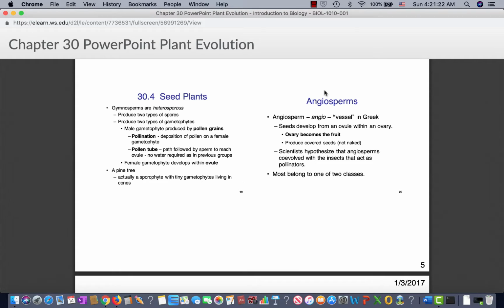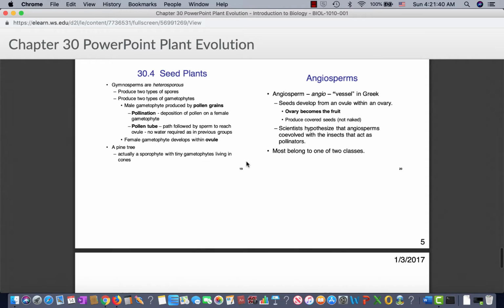Angiosperms, angio meaning vessel, so they have seed vessels, basically. The seeds develop from an ovule within the ovary. The ovary becomes the fruit, and they produce covered seeds, meaning they're not naked. They hypothesize that angiosperms co-evolved with insects to act as pollinators, and most belong to one of two classes.